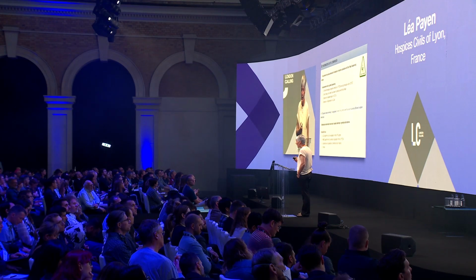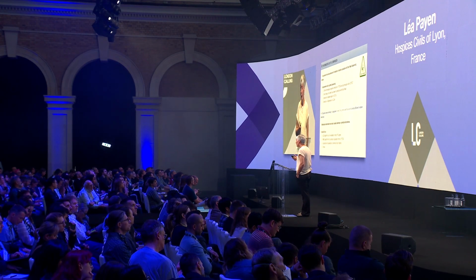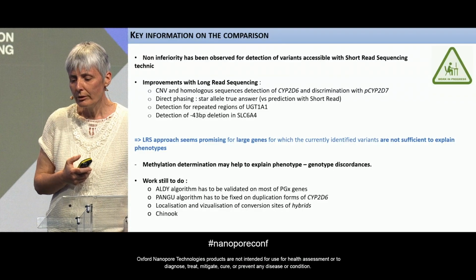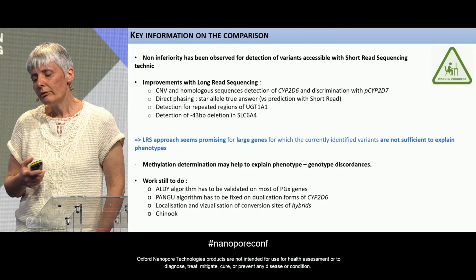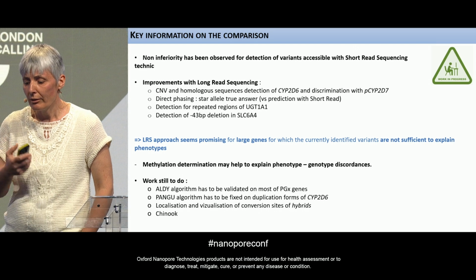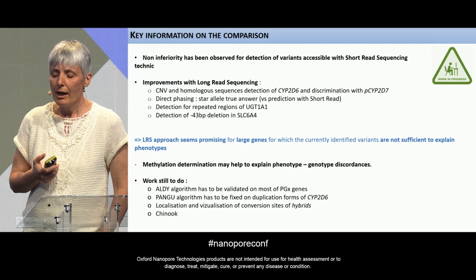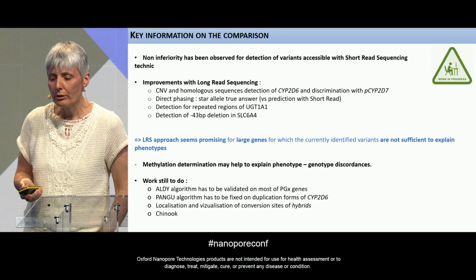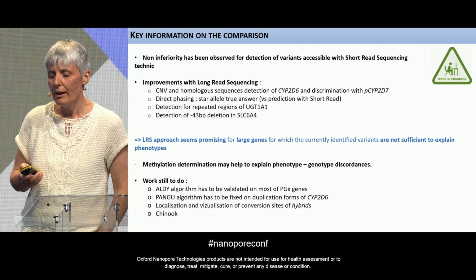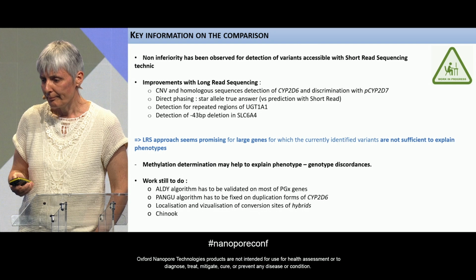Of course, we have some work to do. We have to work on ALDI algorithm, maybe on Pangu algorithm, to fix the errors we can observe in our cohort. We have to work on the visualization of the conversion site in the hybrid because it's important to be accurate. And I'm sure that the Chinook tool will be a real improvement in the field.